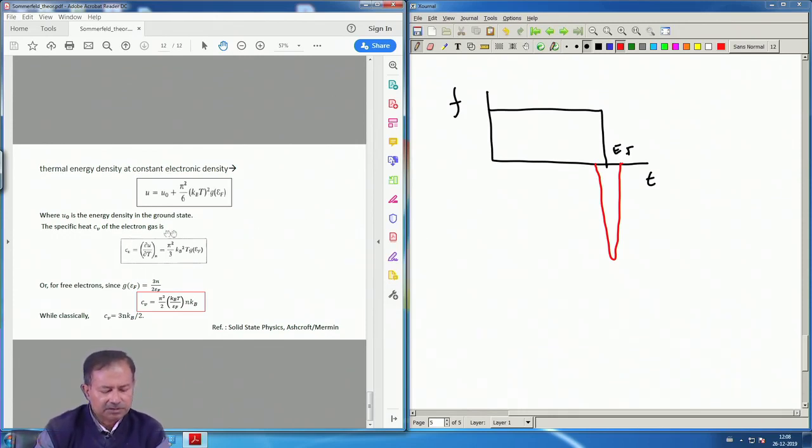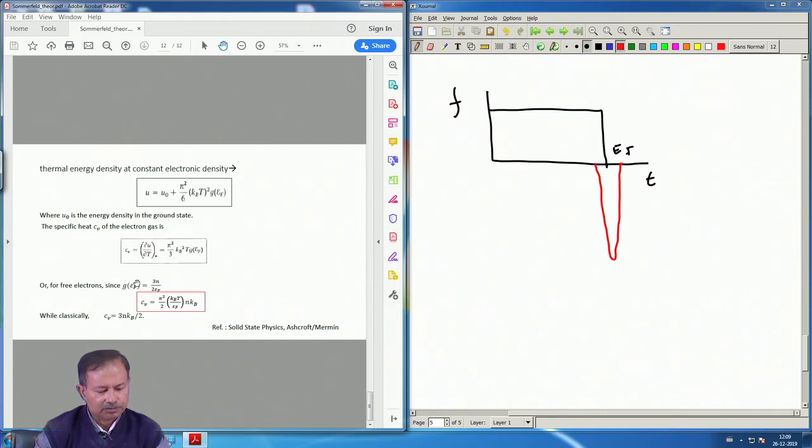So, finally, the result that you get for specific heat from the Sommerfeld correction is this. This is the first term, and for this term, you have to take a derivative, and this will give you the first temperature dependent correction, which is linear in T. So, as you can see, this is very, very close to what our approximate calculation gave us.